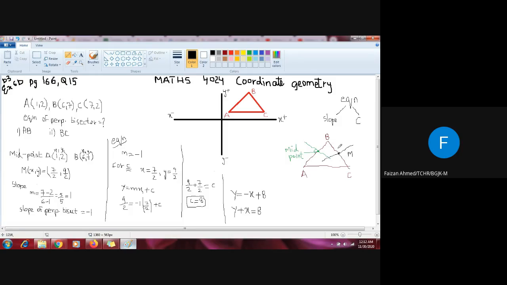When you get the slope of BC, you know that this line is perpendicular, so you must use the relation to find the slope of the perpendicular bisector, and then you have to find the y-intercept and then write the equation. Try the second part, and you can see the working. You have to follow the same working.